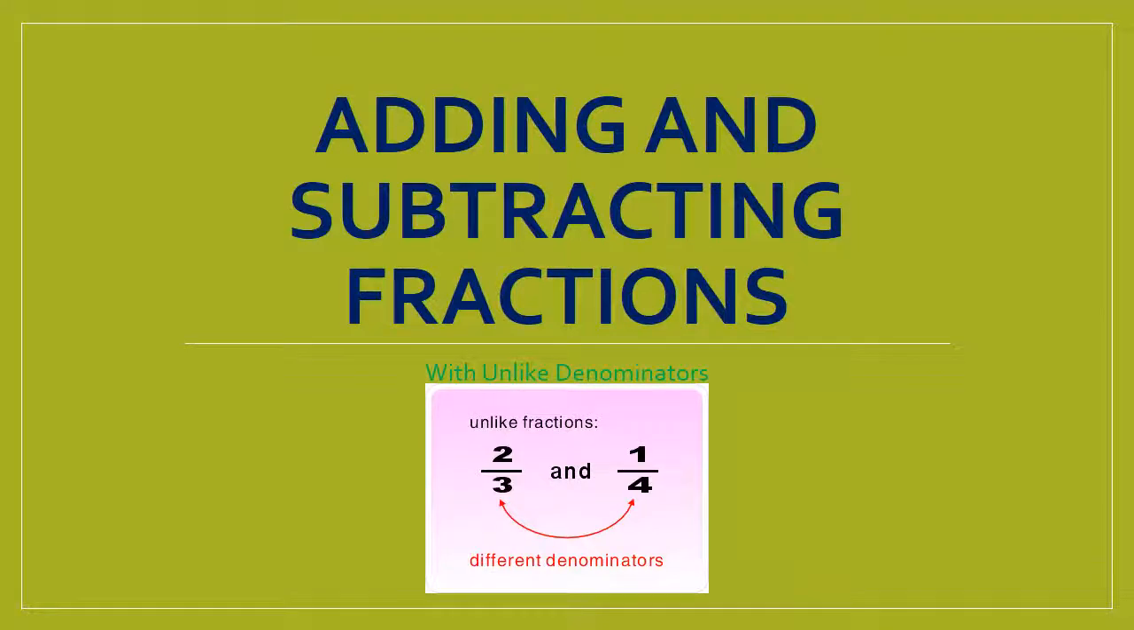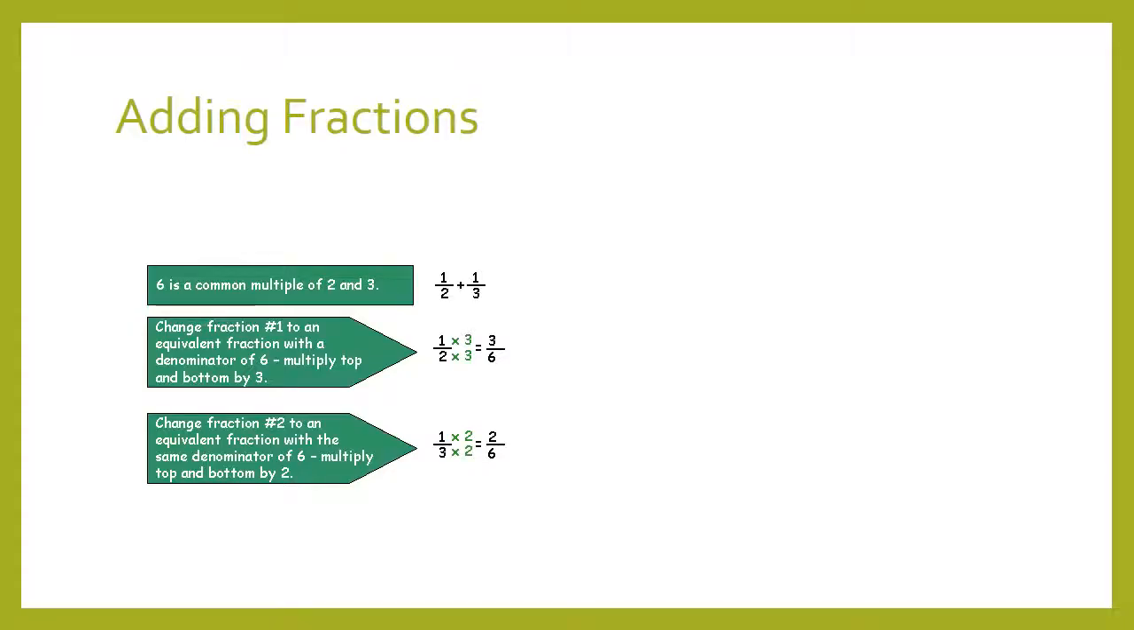So today we're going to talk about adding and subtracting fractions with unlike denominators. Unlike denominators mean that the denominators are different, just like in this picture here on this slide. We have a 3 and we have a 4, and those are not the same, so they are different or unlike.